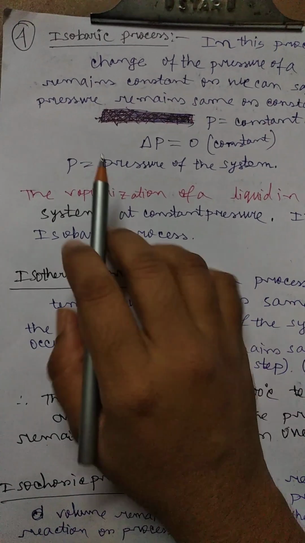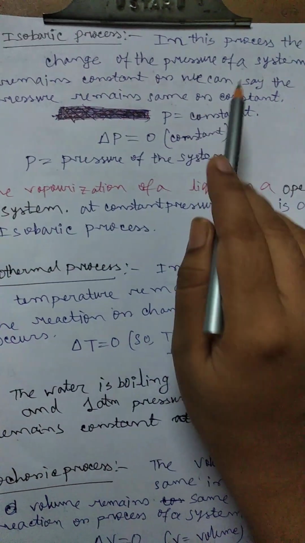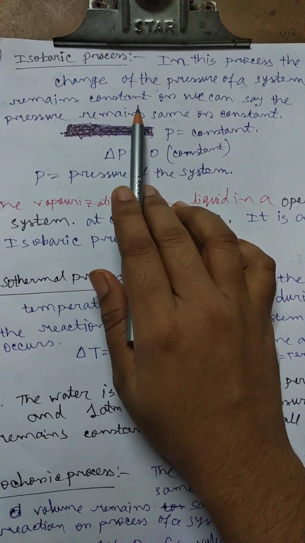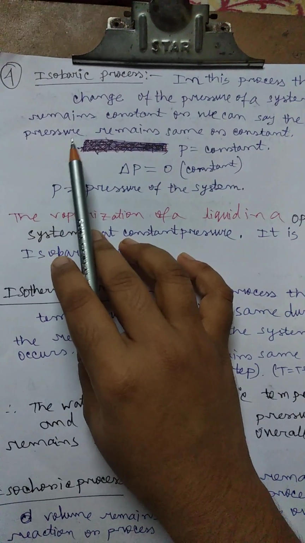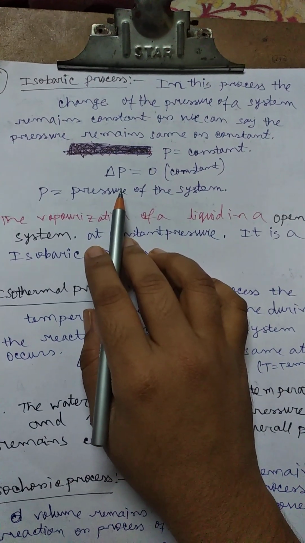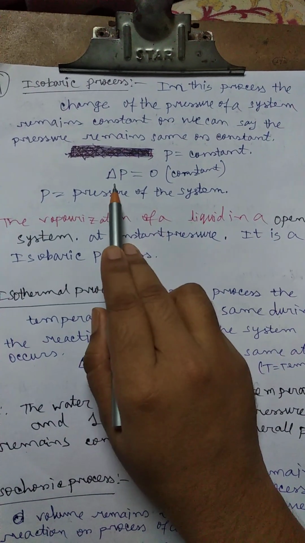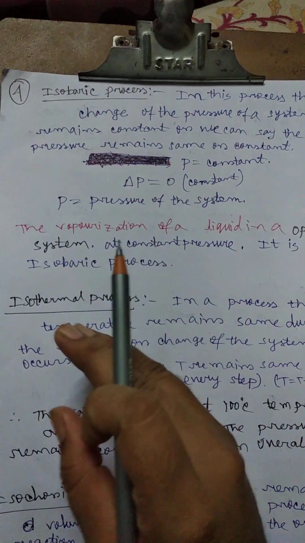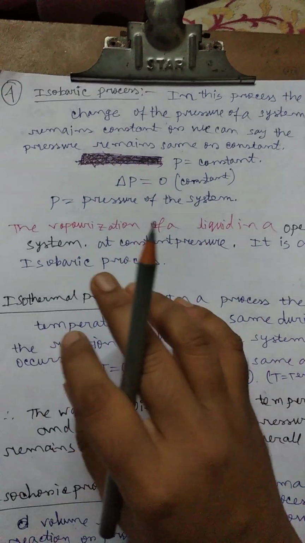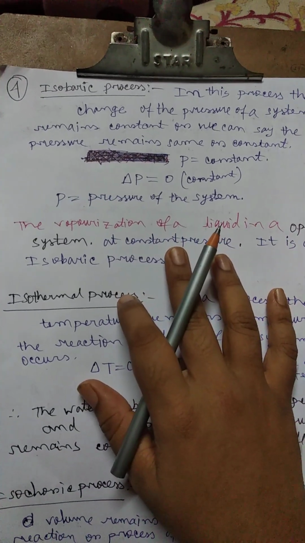Today I will discuss the isobaric process. In an isobaric process, the pressure of a system remains constant, or we can say the pressure remains the same. So in a reaction, the pressure always remains the same. Delta P equals 0. The reaction is ongoing from the starting point to the ending point, but the pressure remains the same in the overall process. That is called an isobaric process.